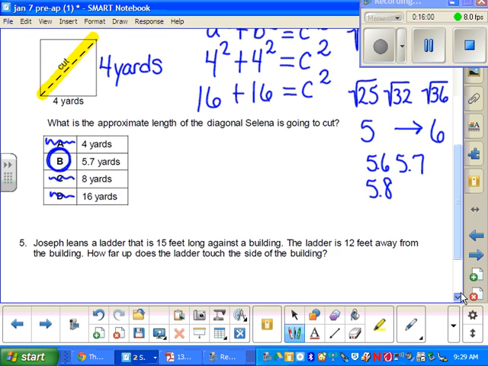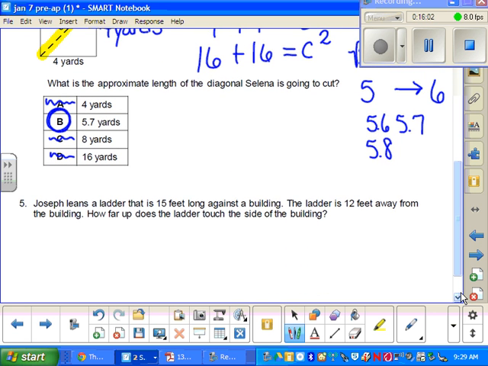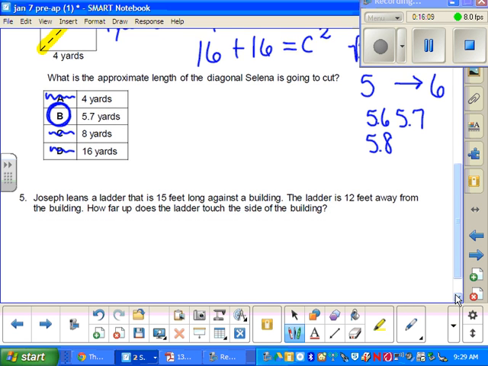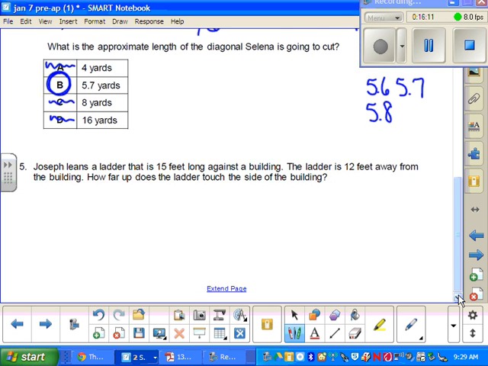And let's go down here. We got one more. Joseph leans a ladder. Oh my gosh, leaning a ladder. That's in every word problem you see on every test that you have, and every time you see somebody leaning a ladder up against a building or a house, you know that you're going to use the Pythagorean theorem every single time. So let's draw our ladder.